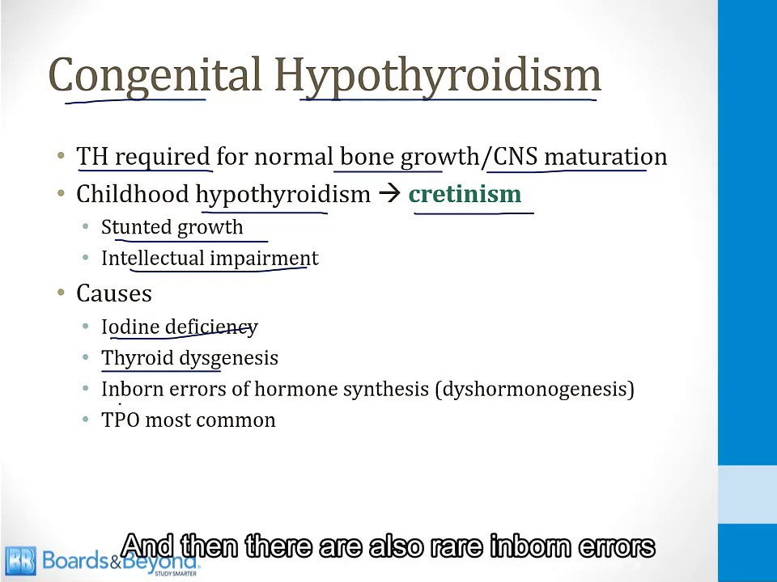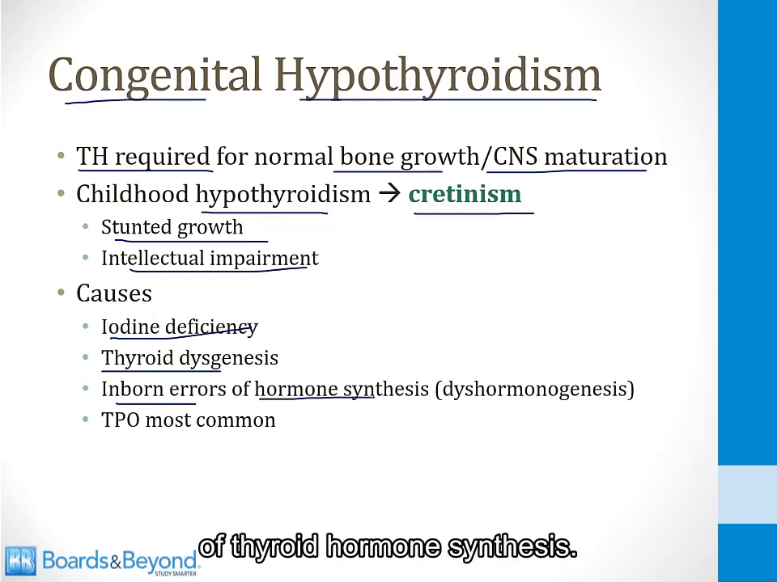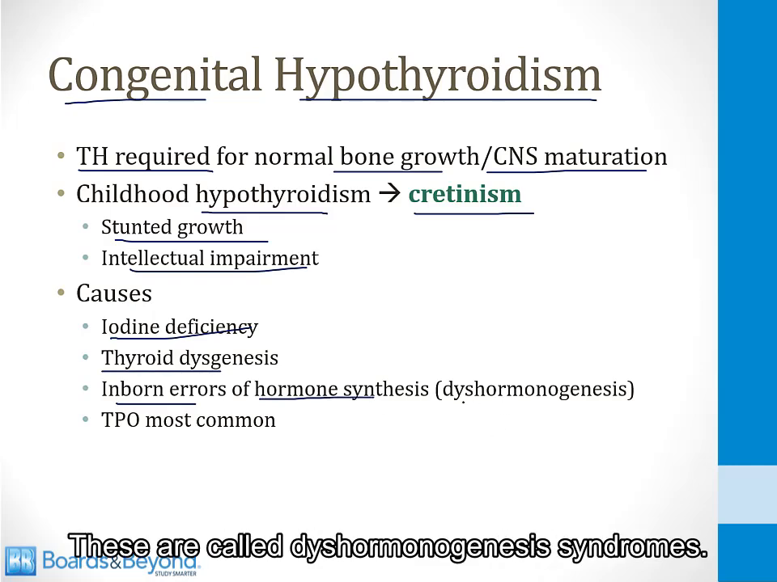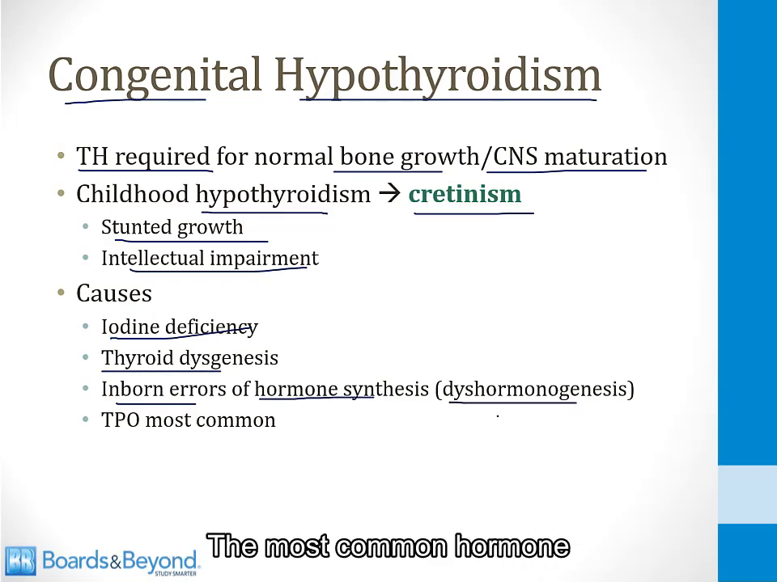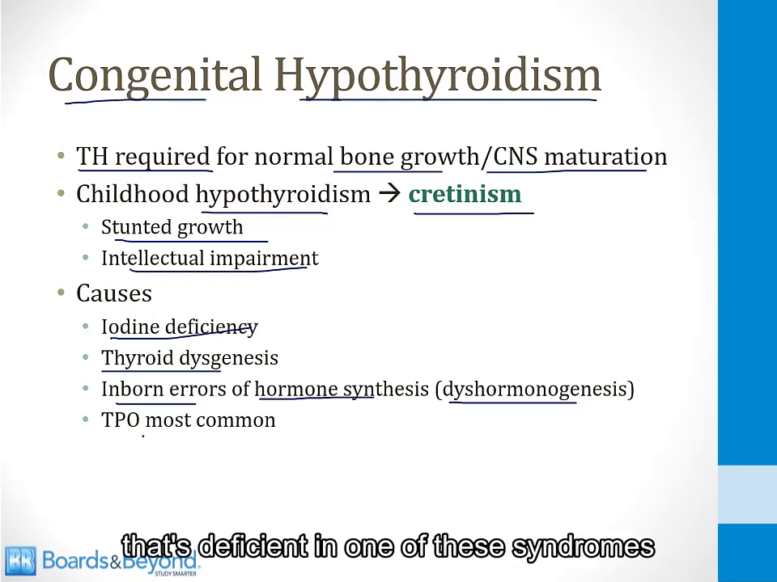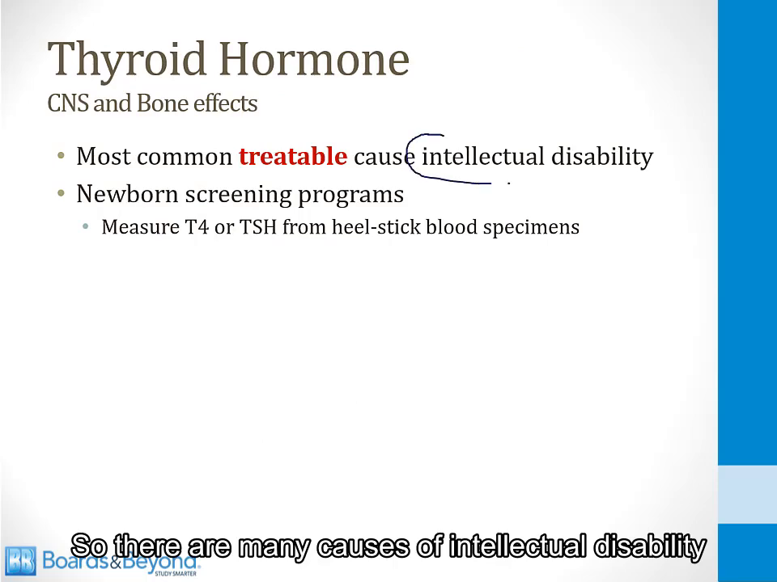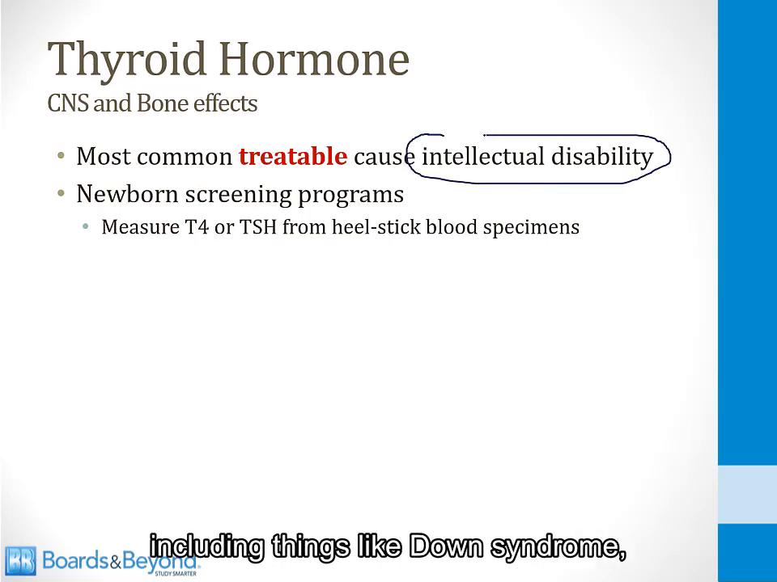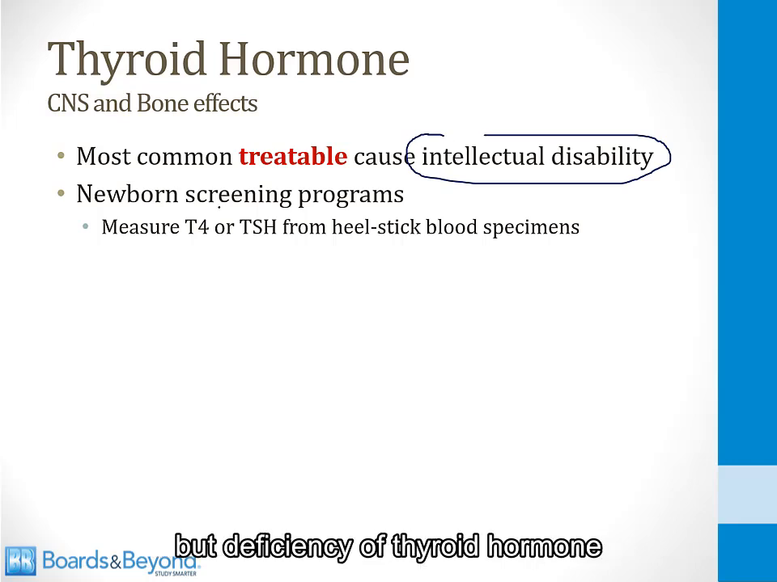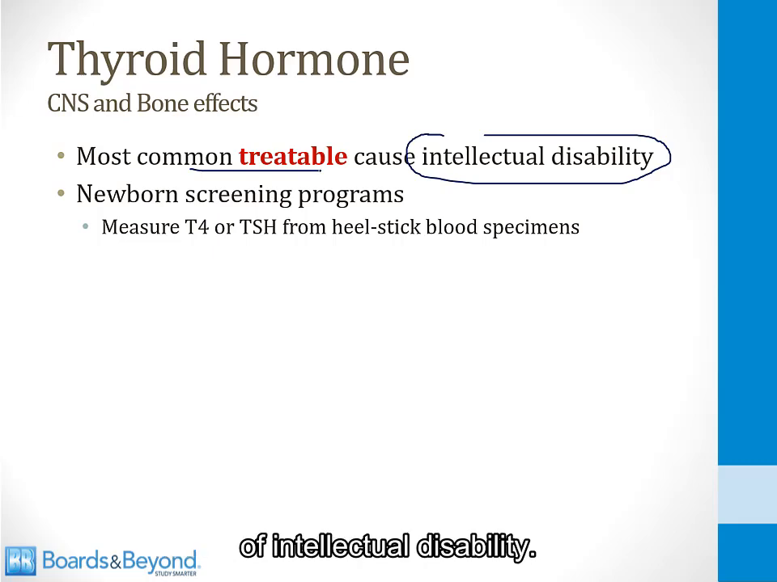And then there are also rare inborn errors of thyroid hormone synthesis. These are called dyshormonogenesis syndromes. The most common enzyme that's deficient in one of these syndromes is thyroid peroxidase. So there are many causes of intellectual disability, including things like Down syndrome, but deficiency of thyroid hormone is the most common treatable cause of intellectual disability.